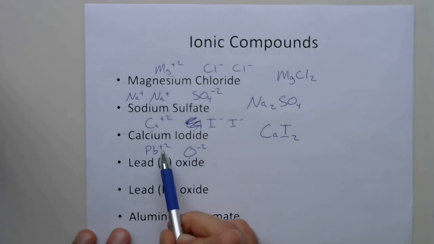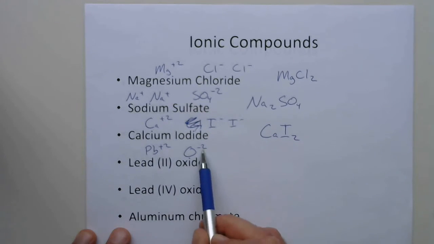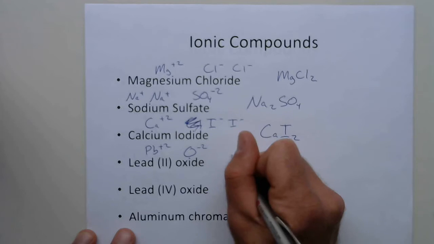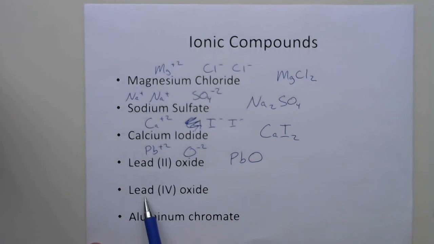This one, the charges balance out right away. So we need just 1 lead and 1 oxide. The +2 will balance out with the -2. So PbO.